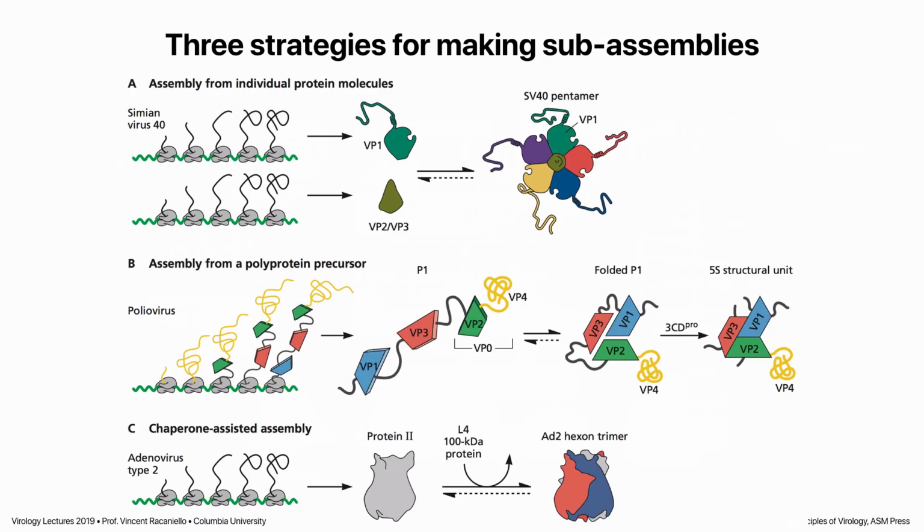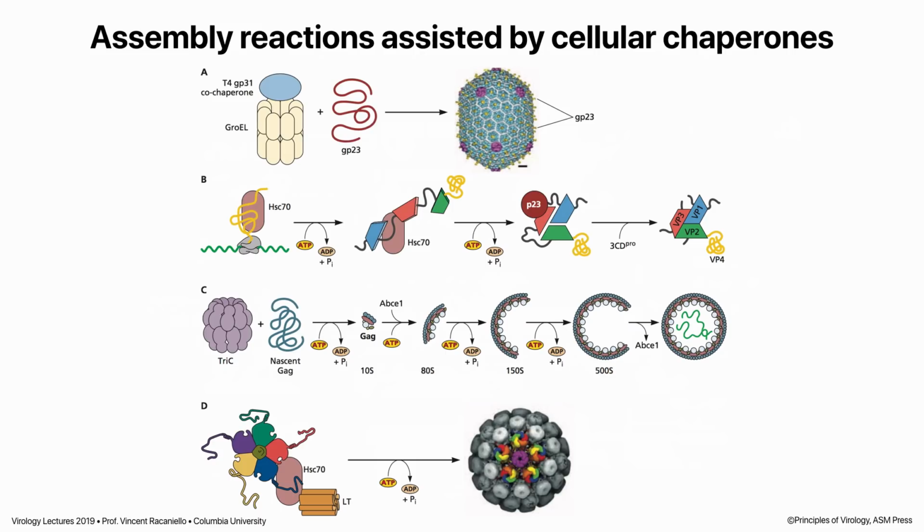Here we have an example of the adenovirus structural protein, which will eventually go on to form the hexon trimer. This will be a subunit of the virus capsid. Its assembly into a trimer is helped by a viral chaperone called L4. But there are lots of other chaperones as well that assist assembly. I don't expect that you know what these chaperones are, just that you understand that they are there to assist in assembly reactions. They can be viral or they can be cellular.